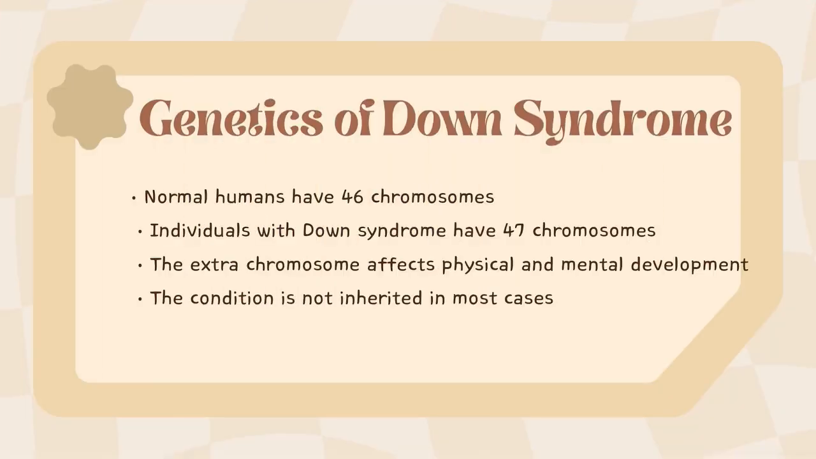Genetics of Down syndrome. As we know, a typical human cell contains 46 chromosomes, which are arranged in 23 pairs. In individuals with Down syndrome, there are 47 chromosomes because of the extra copy of chromosome 21. So this additional chromosome interferes with normal growth and development, affecting both physical features and mental abilities. In most cases, Down syndrome is not inherited and occurs due to a random genetic error during cell division.